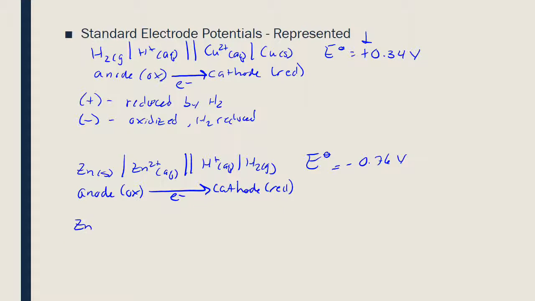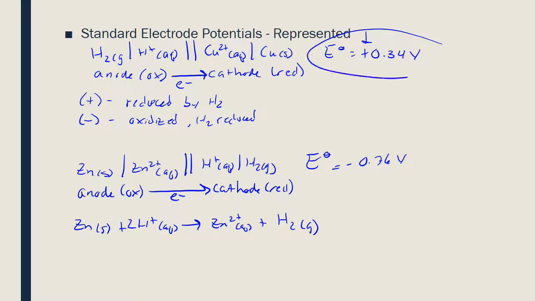We can write our complete reaction from this then. So zinc solid reacts with 2 aqueous hydrogen ions to make zinc aqueous and hydrogen gas. Okay, and so that just shows you one showing a positive, one showing a negative. So one where hydrogen's being oxidized and another where hydrogen's being reduced.